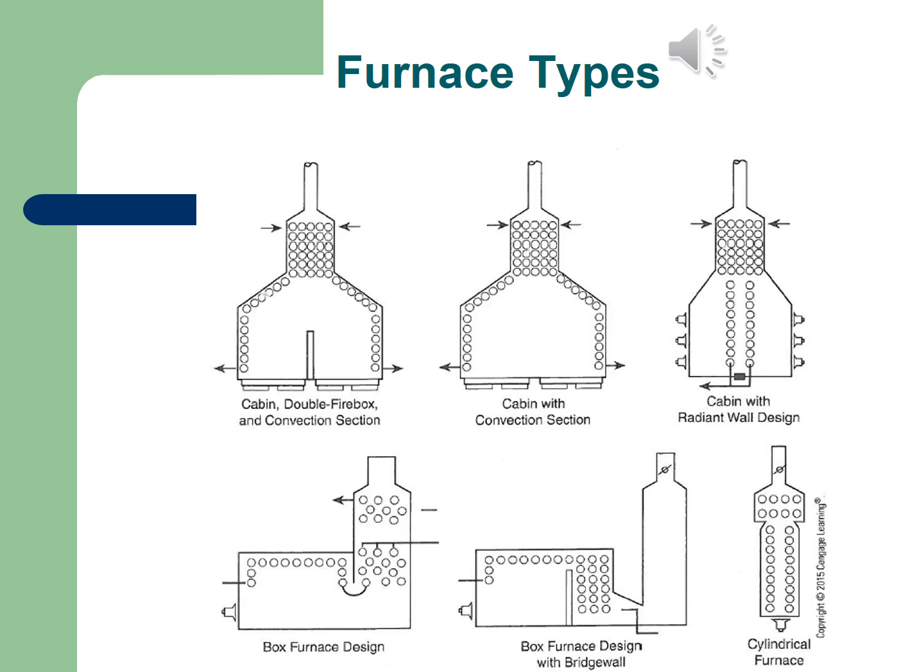Okay, and so we get to the last slide of furnace types. You can see here a representation of 6 furnaces. The first 3 on the top are just cabin furnaces with different arrangements, of course, of the convection and radiant sections. And then at the bottom you can see there are also box furnace designs and also the cylindrical furnace design that was seen on the previous slide in more detail.